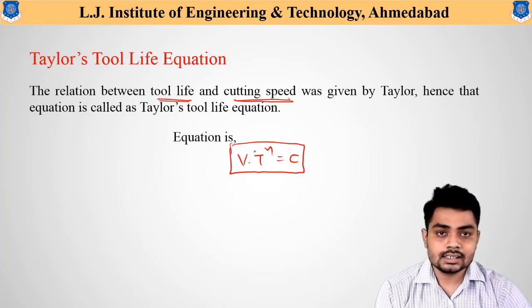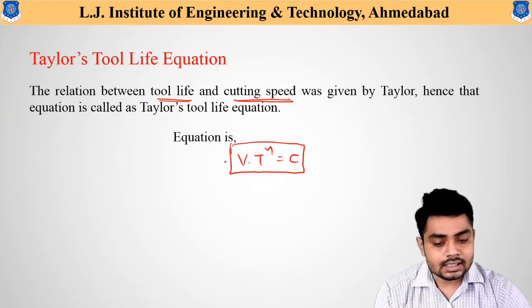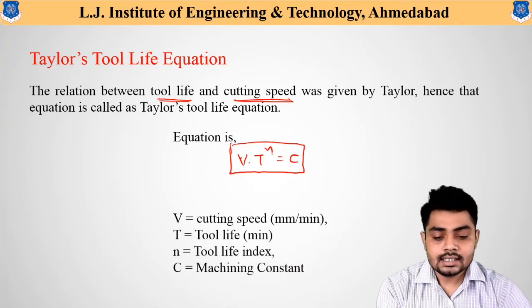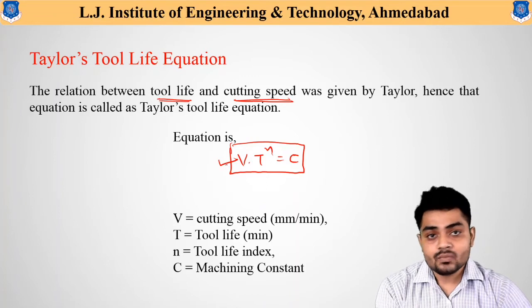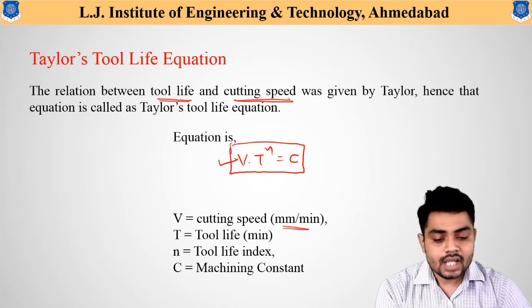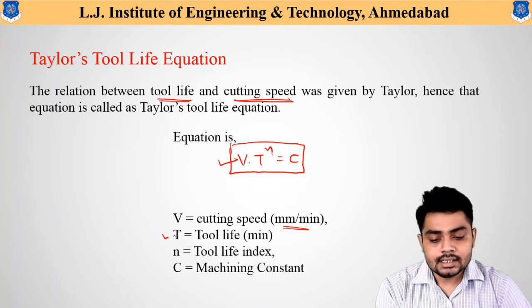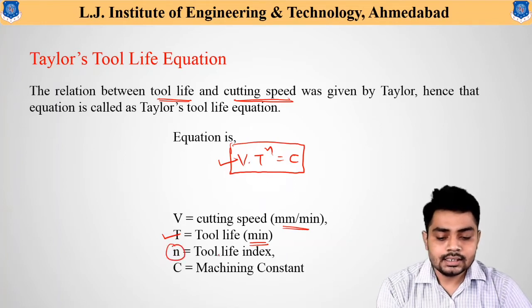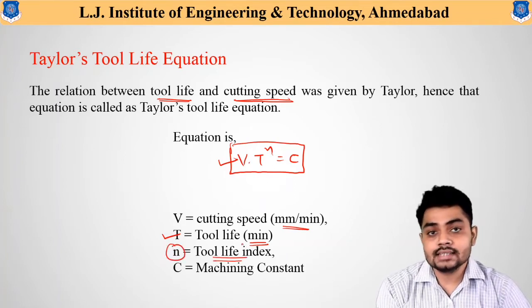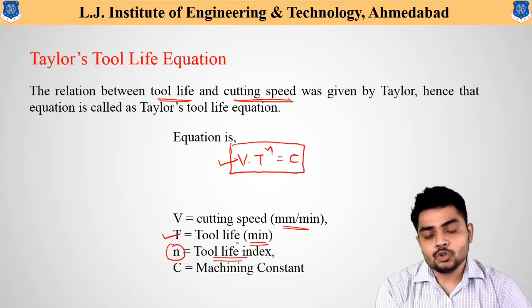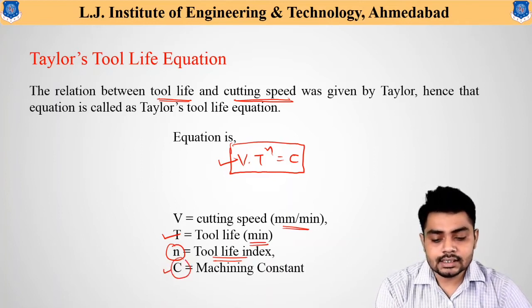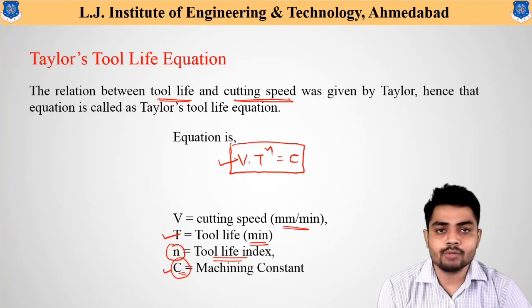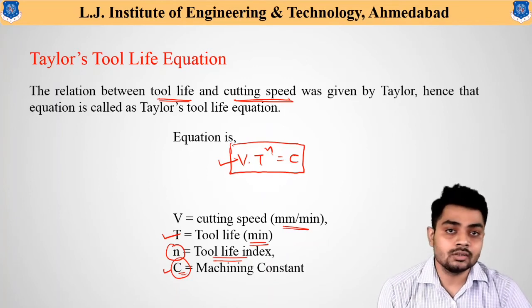So this is the relation obtained by Taylor, and this equation gives the relationship between cutting speed and the tool life. Here V indicates the cutting speed, normally considered in mm per minute, whereas T is the tool life, considered in minutes, and N is the tool life index, which depends on the material of the tool. And the last one, C, is the machining constant, which depends on the different machining operations that are performed on the workpiece using that particular tool.